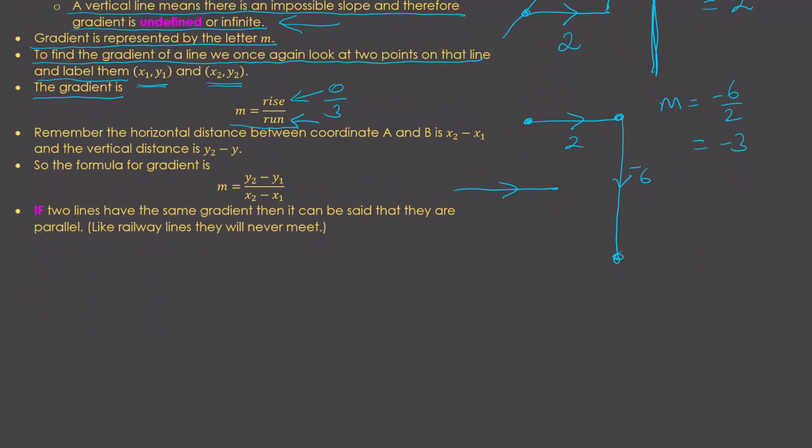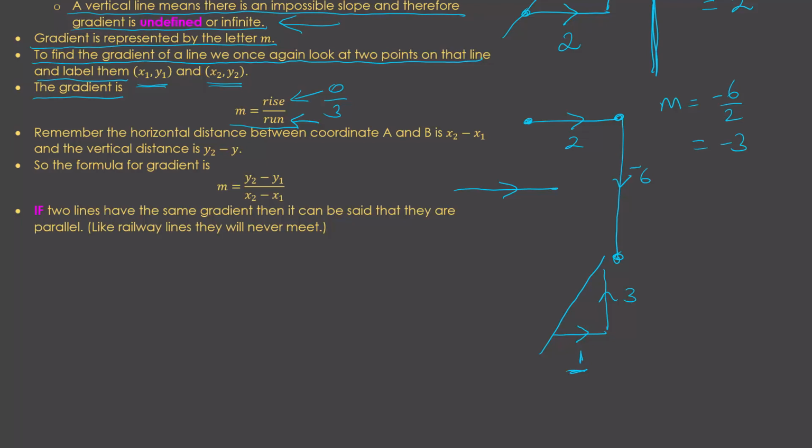A really good way to think about gradient is it's what happens when the run is 1. If we have a gradient of 3, the line goes up by 3 units when it goes across by 1. This has a lot of uses in applications type questions going forwards into the later years, 10, 11 and 12.